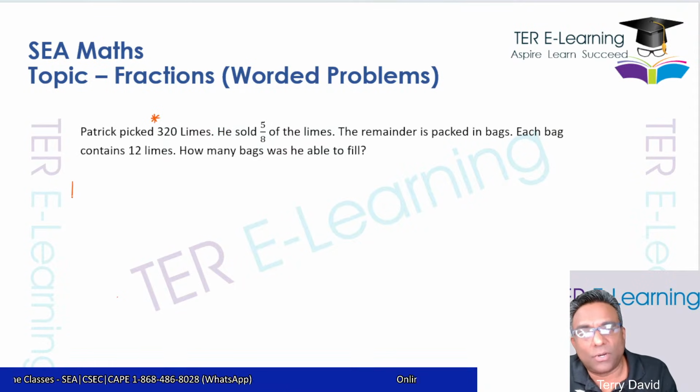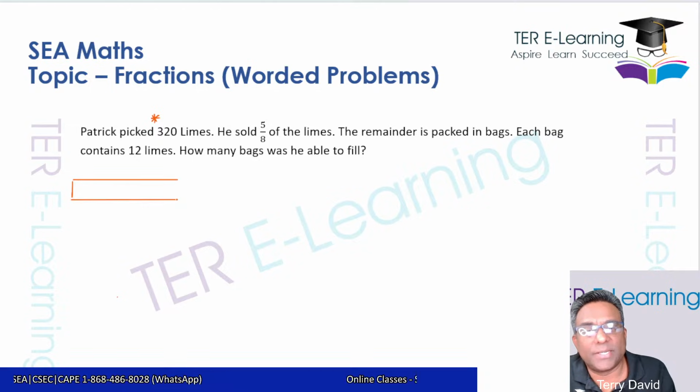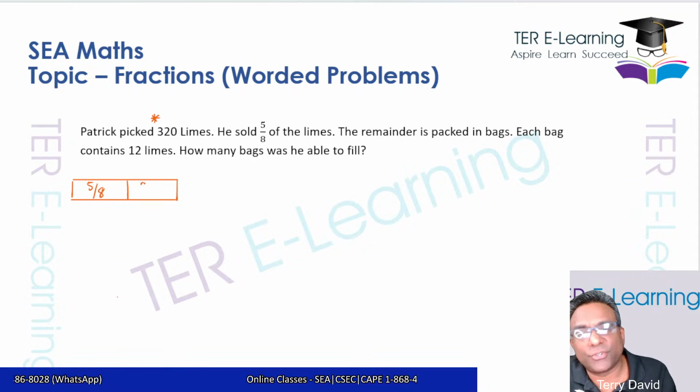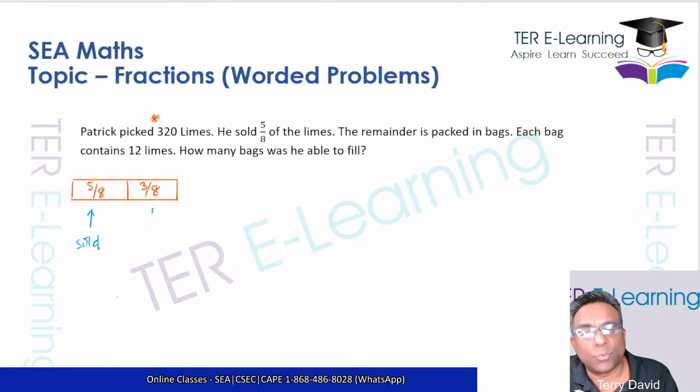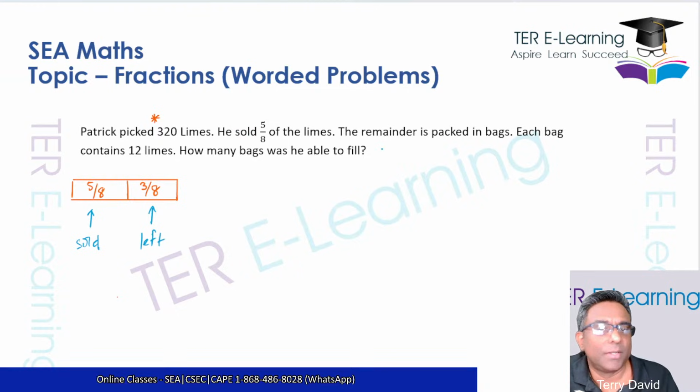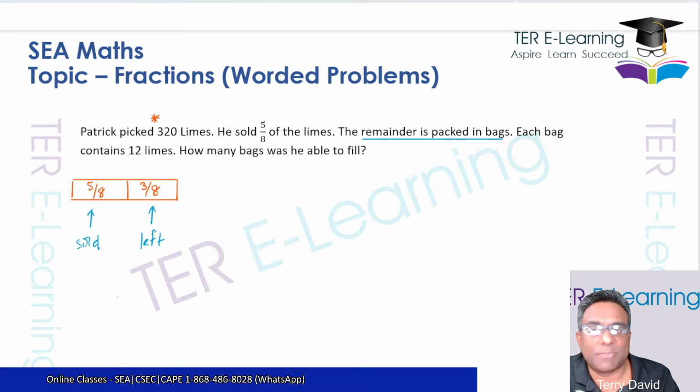So again, let's use this block here to represent our whole. Now 5/8 are sold. So we have 5/8 here. So if he's selling 5/8, it means that your remainder is going to be 3/8. So 5/8 is what is sold, and this is what is left. Now the remainder is packed into bags.